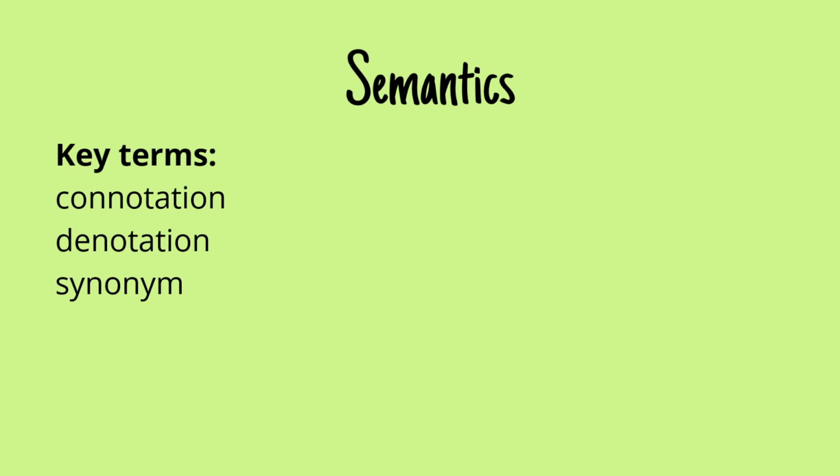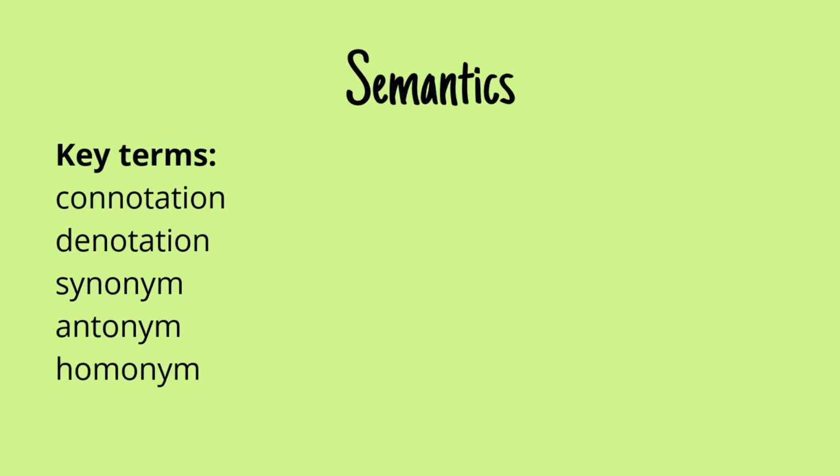Other important semantic terms include synonyms, antonyms, and homonyms. Synonyms are words that have the same or nearly the same meaning. For example, the words big and large are synonyms. They have the same meaning. On the other hand, antonyms are words that have the opposite meaning of each other. For example, big and small.